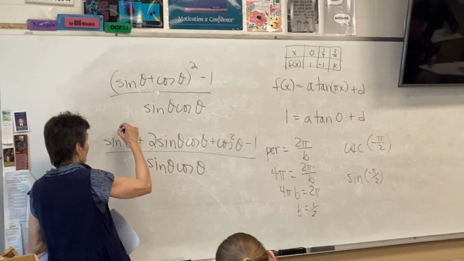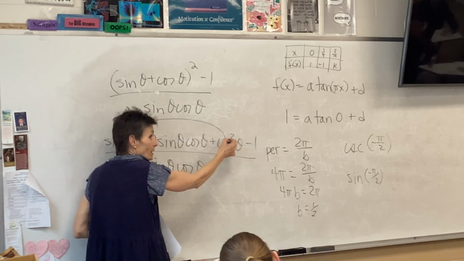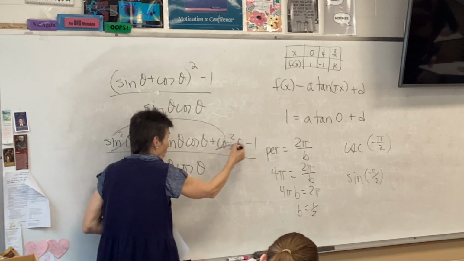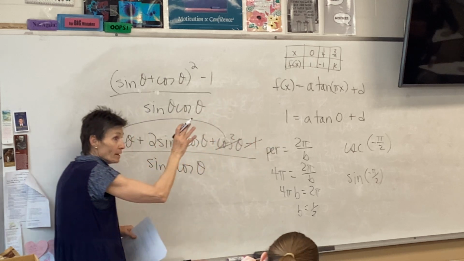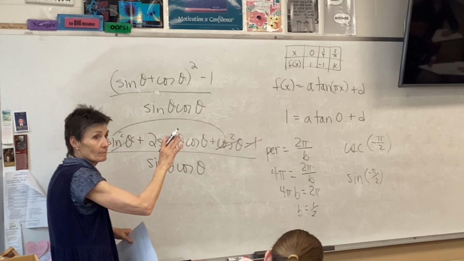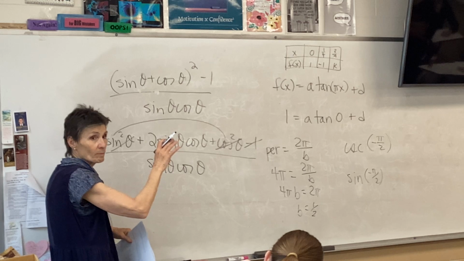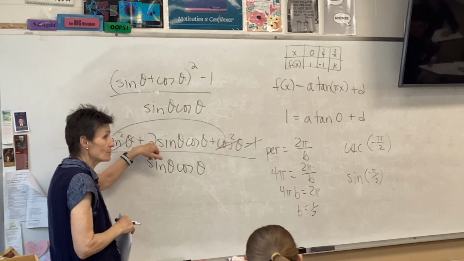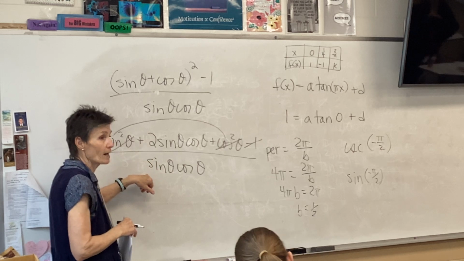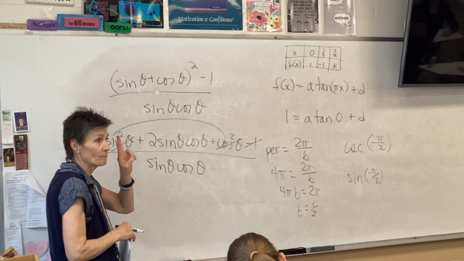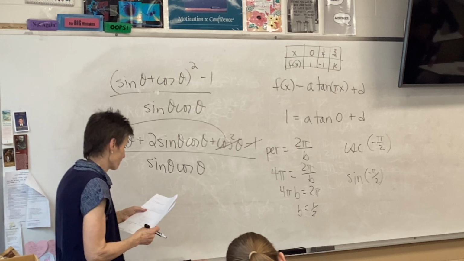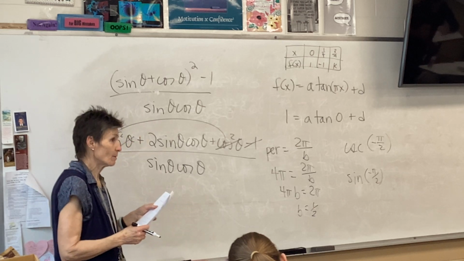Now, this makes 1, right? So these two make 1 minus 1. That's all gone. You with me? So what's left? 2 sine cosine over sine cosine, which is just going to be 2. Okay, is everybody okay with that?